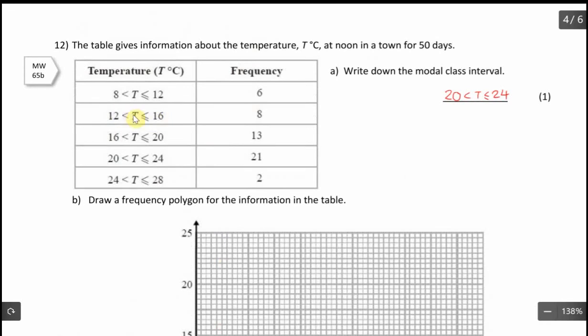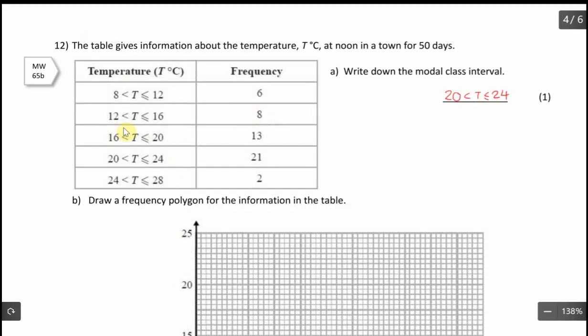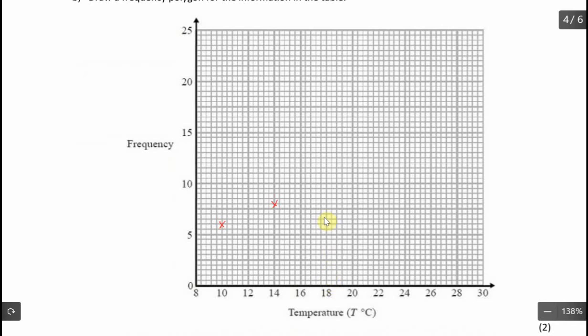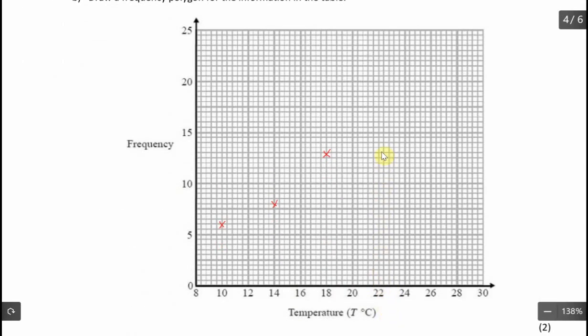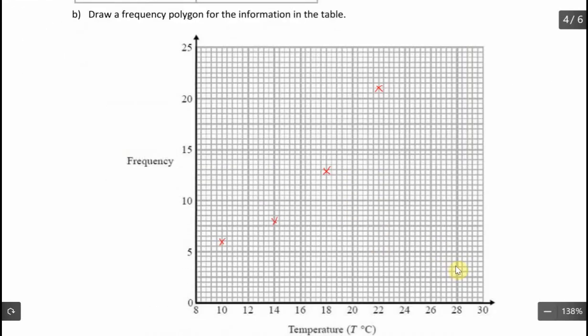Next one, midpoint is 14 and we need to go up to 8, and that is going to go there. The next group, the midpoint will be 18 and we need to go up to 13. So that's going to be there. Midpoint here is going to be 22 and we're going to go up to 21. So that's there. And finally the midpoint for here is 26 and we're going up to 2.